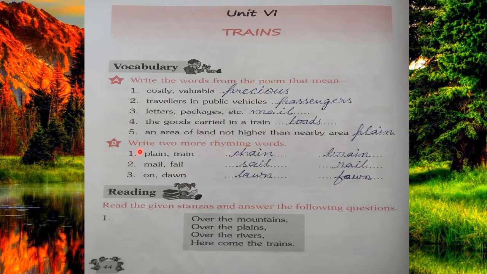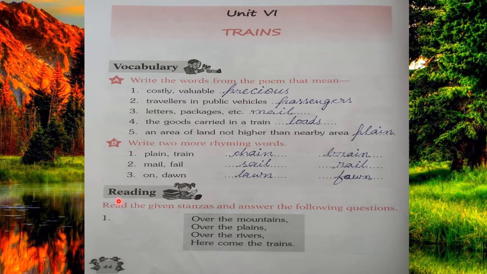Next question is, write two more rhyming words. Rhyming words means similar sound words. You have to write two more rhyming words like plain, train, chain, brain. You can write chain and brain. Next is mail, fail, sail, rail. You can write sail and rail. Next, on, don, lawn, fawn. You can write lawn and fawn. So this is also done.